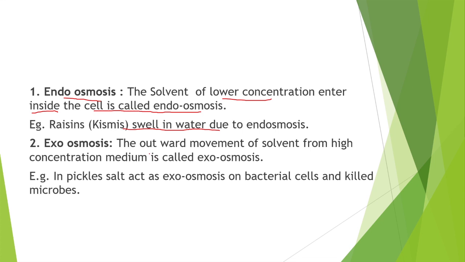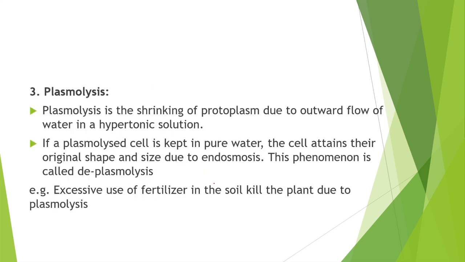The outward movement of solvent from a high concentration medium is known as exosmosis. Whenever we soak some raisins in water, the water enters into the cell, and this is known as endosmosis. In pickled salt, exosmosis occurs. Next is plasmolysis. Plasmolysis is the shrinkage of protoplasm due to outward flow of water in a hypertonic solution. See, there are three types of solution: hypertonic, hypotonic and isotonic solution.